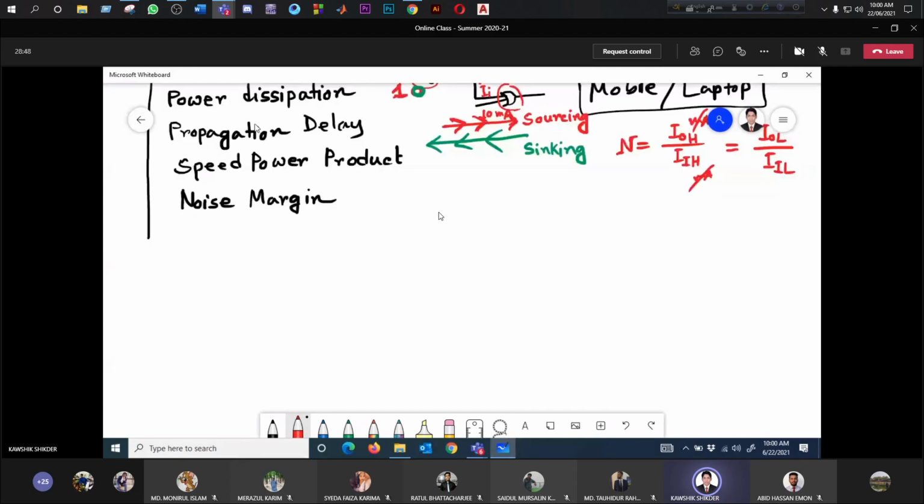Now what is power dissipation? What do you know? P is equal to V into I, right? P is equal to V into I. So this is the power equation for AC power or DC power. P equals VI. Is this applicable for AC or DC? Anybody? Sir, DC.